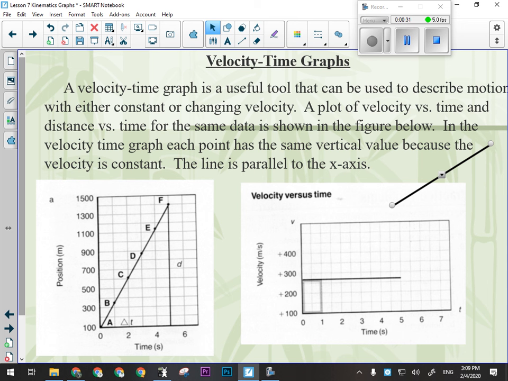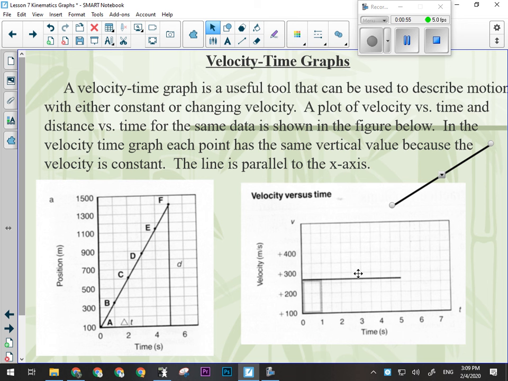Remember, it's showing me the object's velocity over time. It's moving at a constant velocity. Okay? Its velocity is not changing. Right? On a position versus time graph, that's an object standing still because its position isn't changing. But here, the position is changing, but the velocity is constant.